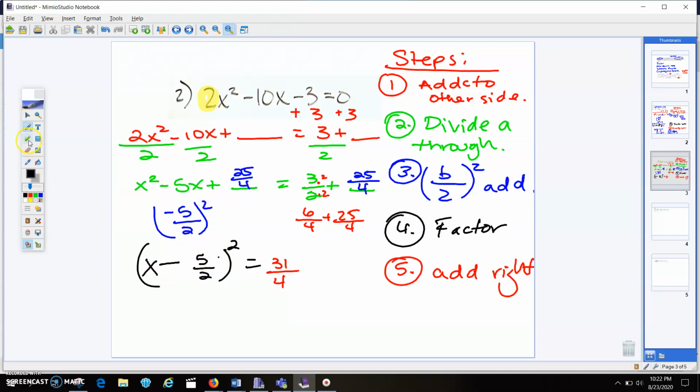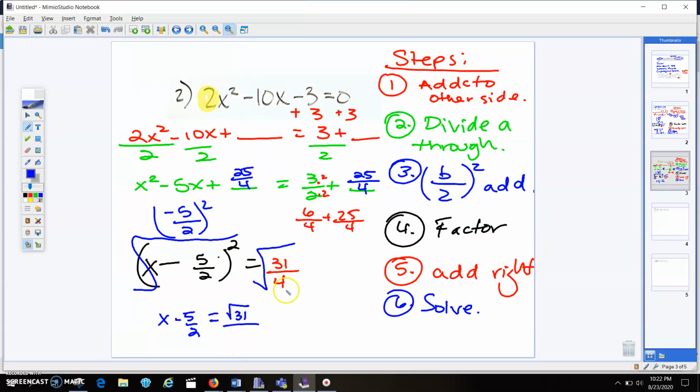Okay. So in order for me to solve, what's going to happen is, step 6, if the question asks you to solve, what you're going to do is take the square root of both sides first. Okay, and that's going to give me x minus 5 halves in the denominator, or over here. And then over here, we can't take the square root of 31, so that's going to just be chilling underneath the square root. But the square root of 4 is going to give me 2. Okay, and remember, when we take the square root of both sides, we're going to have that positive negative, right?